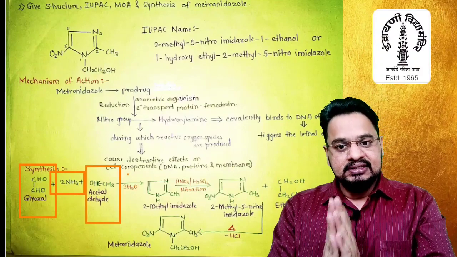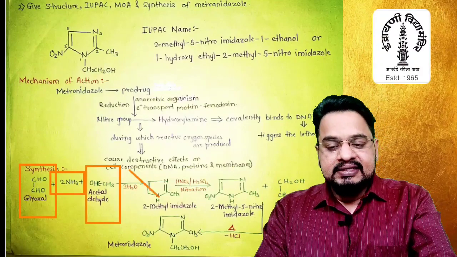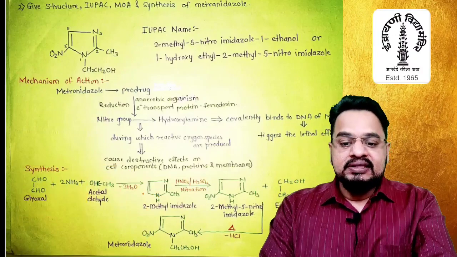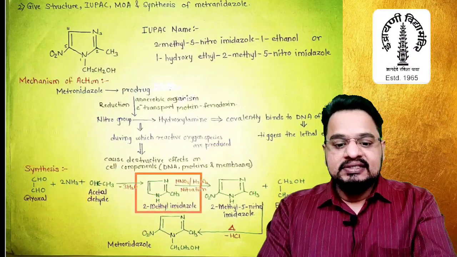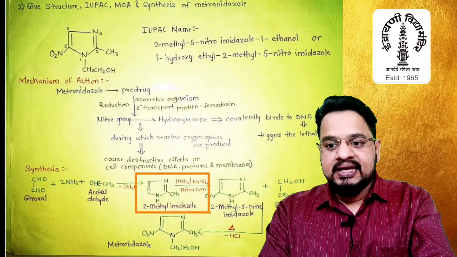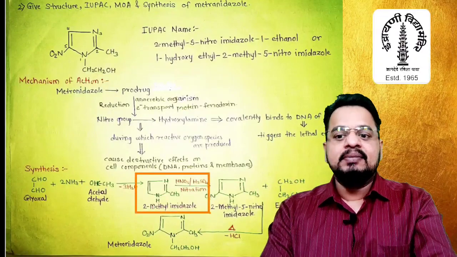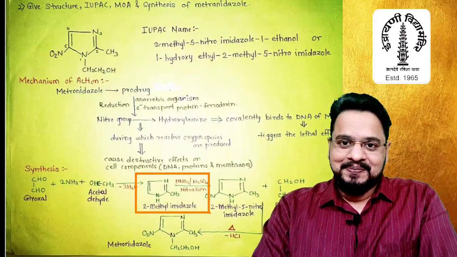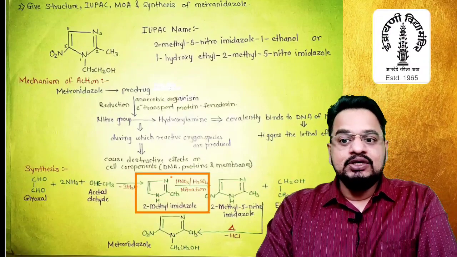When these three things are used, you will get the cyclized compound. This is the cyclized compound. This cyclized compound is nothing but what? See this one, this is the cyclized compound. This is 2-methyl-imidazole. That is, the cyclization took place.